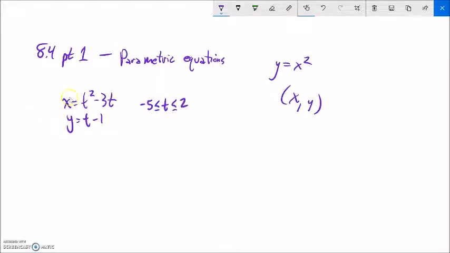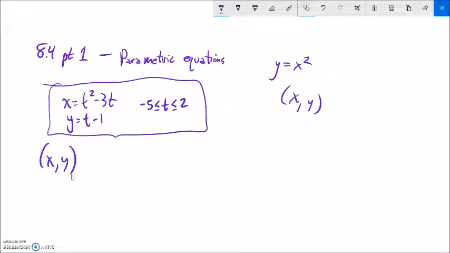So here's an example of a set of parametric equations. x is equal to t squared minus 3t, y is equal to t minus 1. Notice that we still have x and y, so we could still graph it, and our graph will be points in the form (x, y). This is how we write it. And notice that t only runs from negative 5 to 2. So when I know my t values, it will give me some x and some y values.